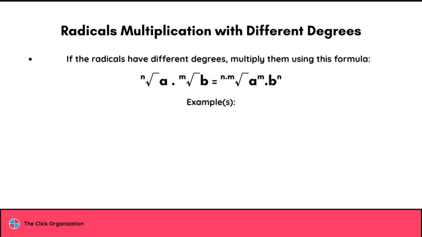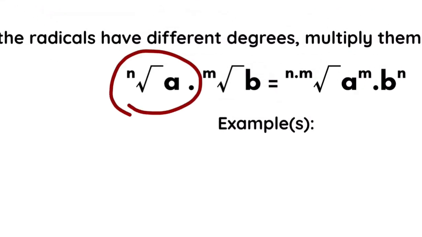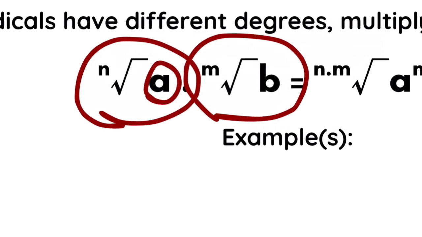Okay, the 9th rule, radicals multiplication with different degrees this time. If the radicals have different degrees, multiply them using this formula. So I have the nth root of A times the mth root of B. I will multiply the degrees, and there is another step, okay? Please pay attention. I will multiply the degrees, but at the same time, I will put the opposite root's degrees as the radicand's power, okay? So the power of A will be m, and the power of B will be n, okay?